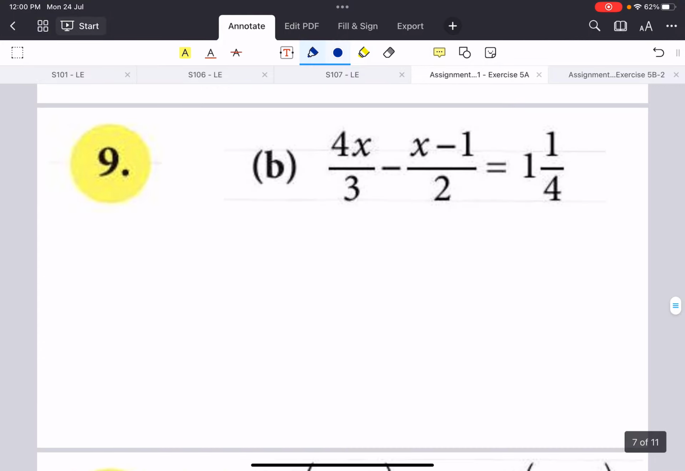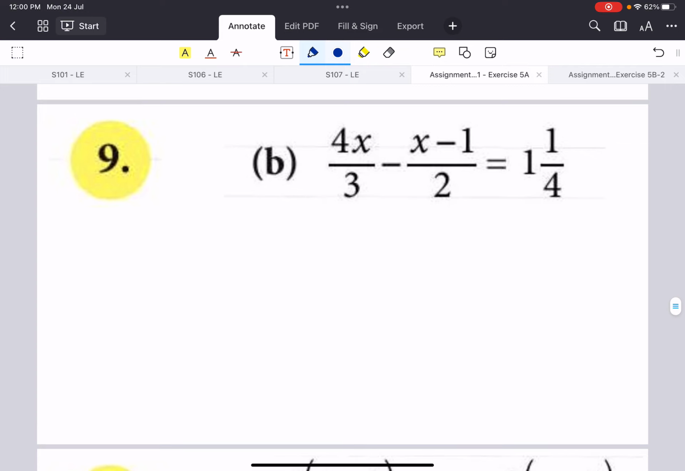We have another situation now with different denominators. So in this case, what we can do is make the denominator common and then after that just multiply accordingly, right? So what I would recommend you do is to begin by doing this. 4x over 3 minus (x minus 1) over 2. Let's rewrite this as 5 over 4, right?